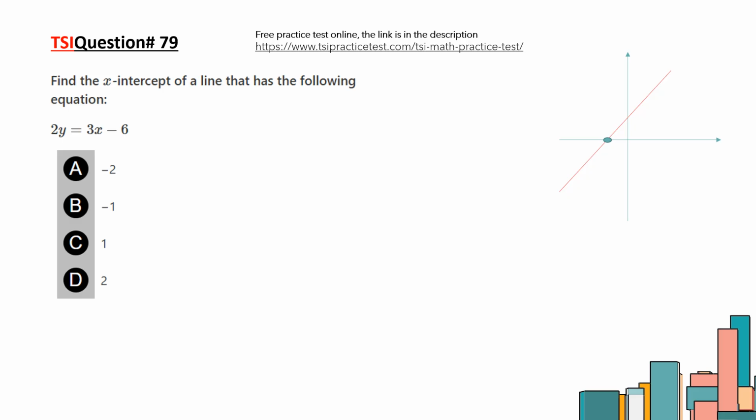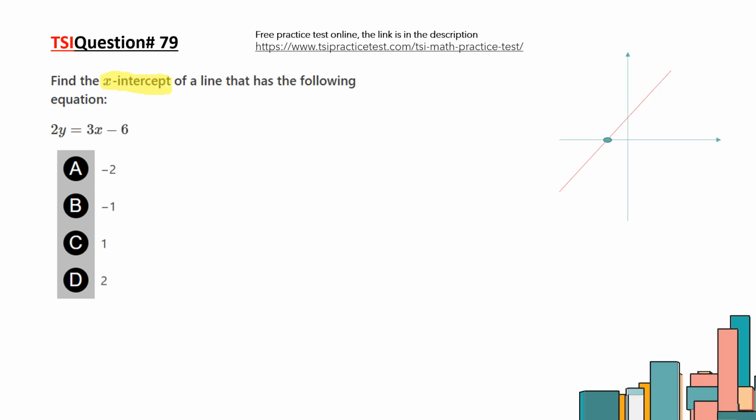Find the x-intercept of a line that has the following equation: 2y equals 3x minus 6. This will be a quick question if you know the keyword x-intercept. What is the x-intercept and how do we find it?